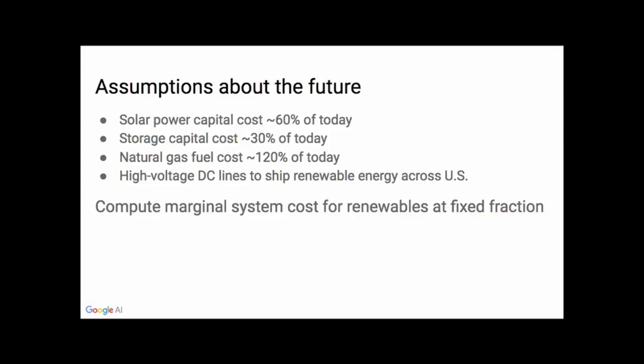We'll also assume that natural gas is pretty inexpensive. In the United States, it's one of the cheapest natural gas on the planet. So let's assume it's going to go up a little bit, 20%. And then we're also going to model having high voltage power lines that will ship renewable energy across the country from places with a lot of wind to a little bit of wind. And then we're going to ask the model to compute the marginal system cost for renewables in California, when you force them to have a fixed fraction and you can import renewable energy in from other regions.